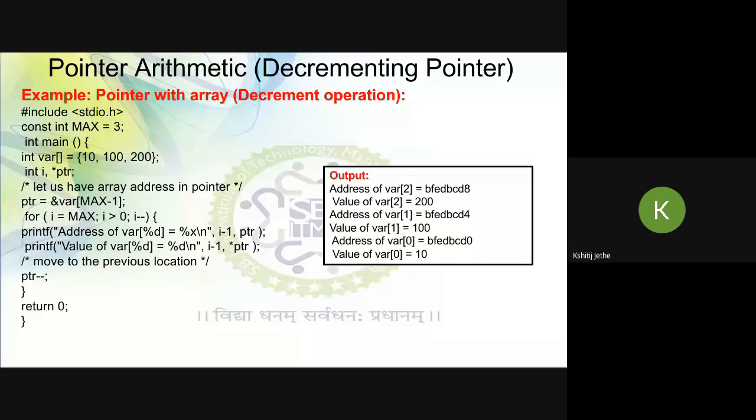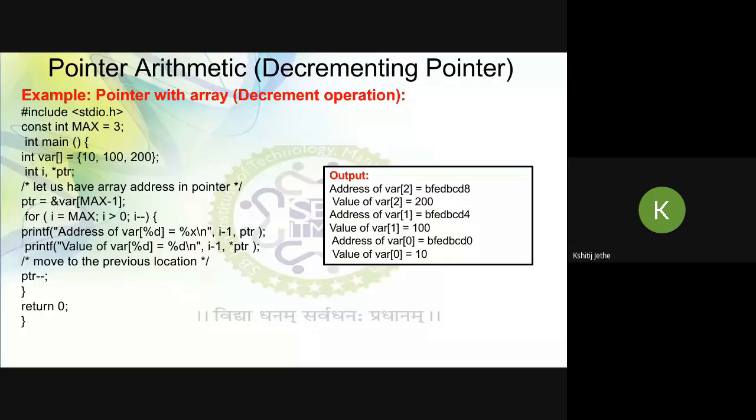Then again we perform ptr--. This is how it will print the next value. Next time we can see in the output BCD0 and the value 10 will be printed. So till now we have seen that if we are using integer, it jumps by 4 locations. If we are incrementing, it will jump by 4 locations upward. If we are using the decrement operation, then it will go downwards by 4 locations.